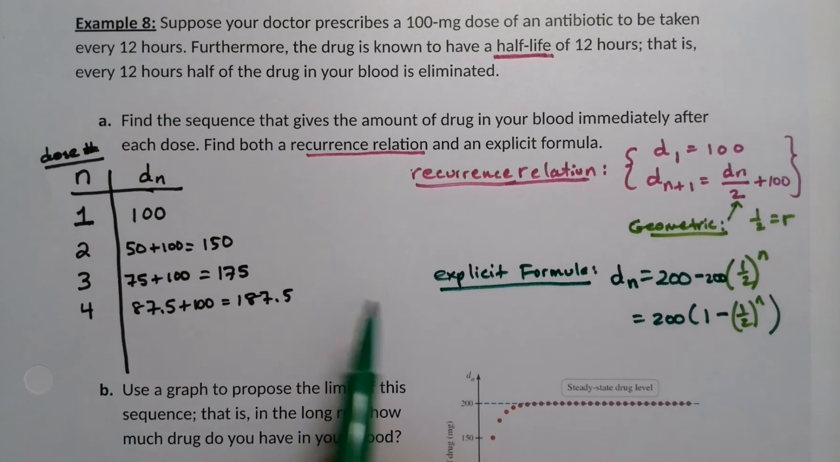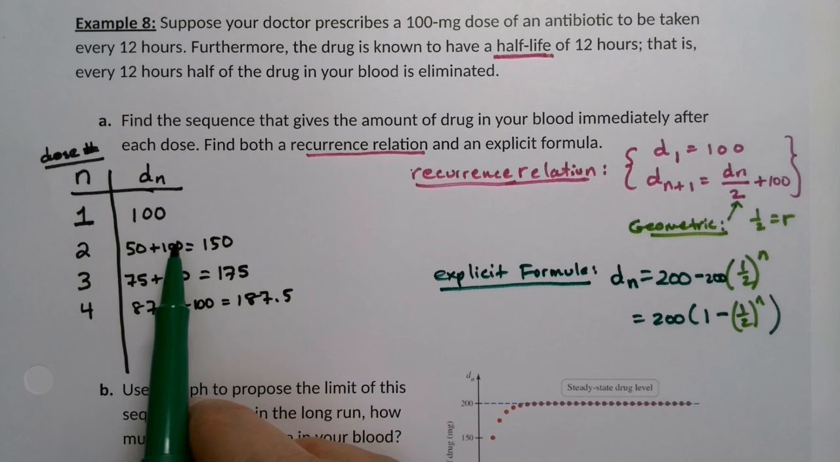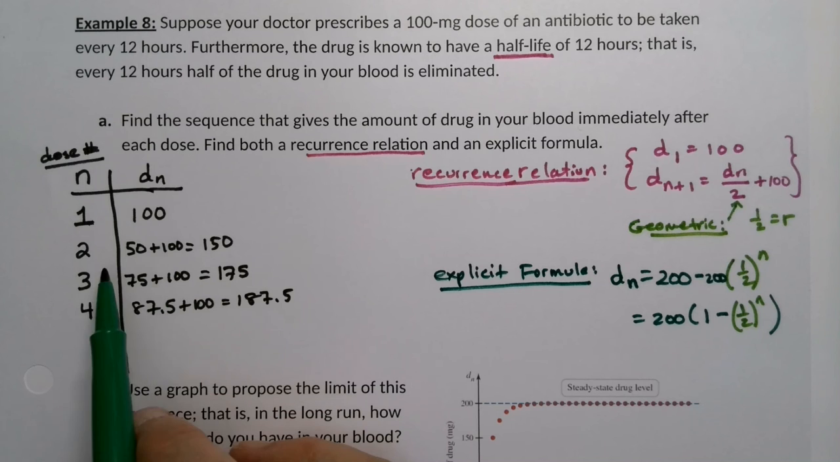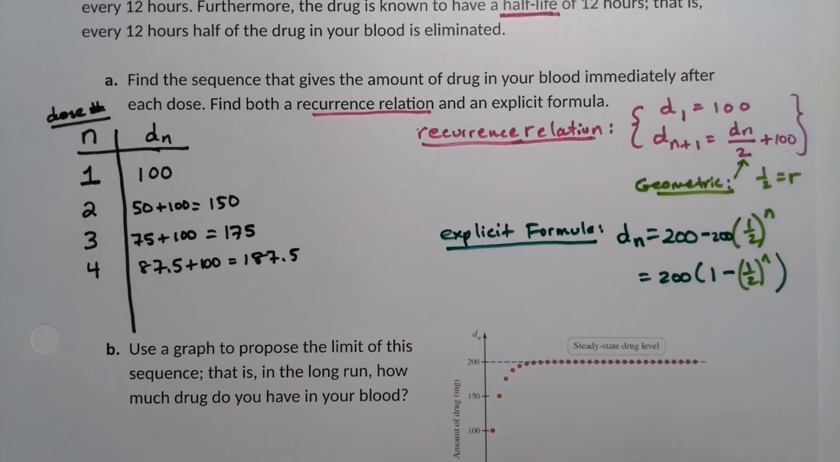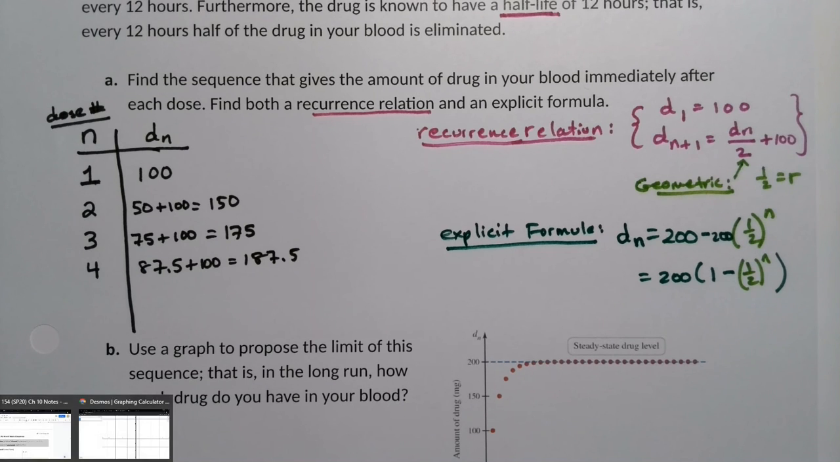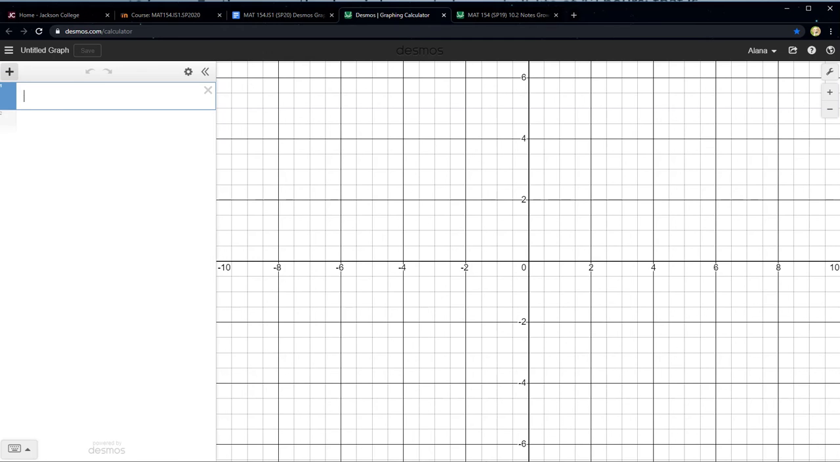Right? You'd have a full 200 milligram dose because you took 100 plus 100, except that you lost some of it, right? So it's 1 minus a half to the n. Now, check me out and see if I'm right. I mean, I know I am, but by all means, let's check me out. So let's go to Desmos and see.